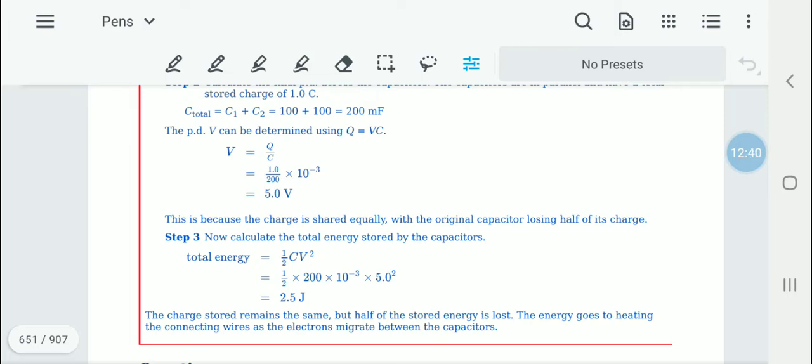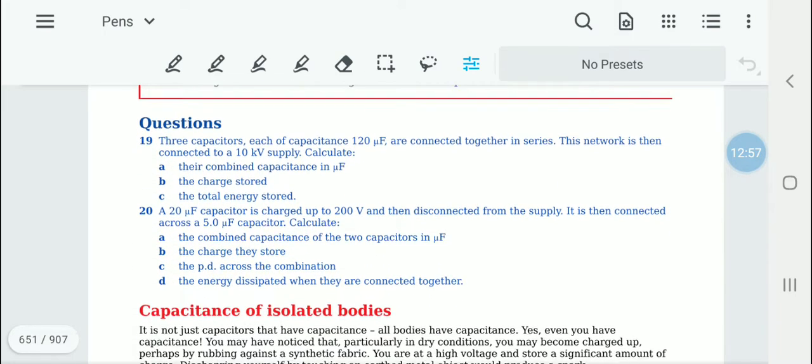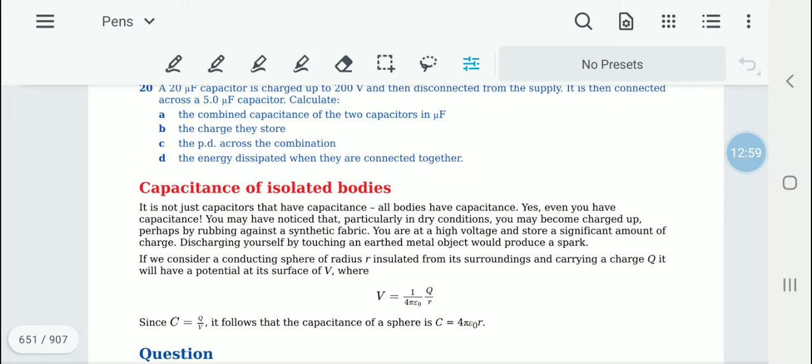So the energy is used as heat energy, or lost as heat energy, when these electrons are migrated from one capacitor to the next. I hope that makes sense. Please do question number 19 and 20.